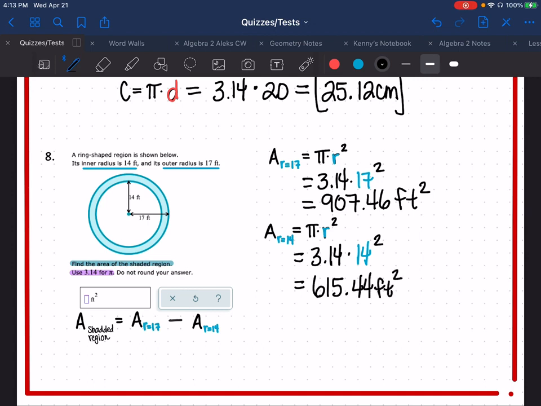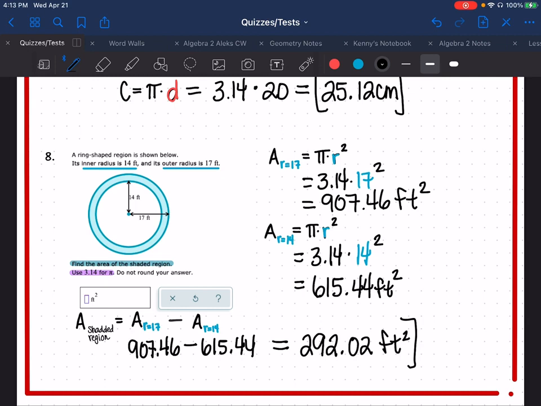And then I'm going to come over here and I'm simply going to subtract this decimal, 907.46 minus 615.44 for my final answer of 292.02 feet squared. And they're not asking me to pick the correct unit for this one. They've already given it to me.